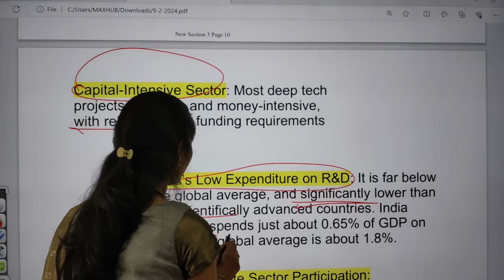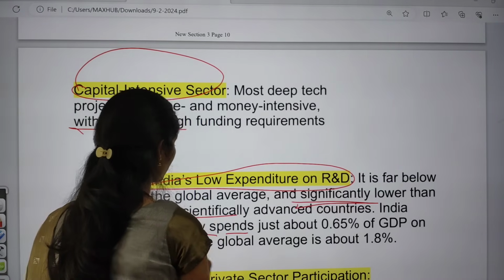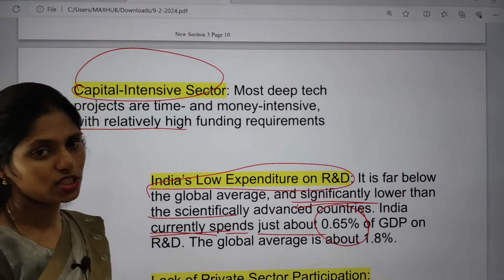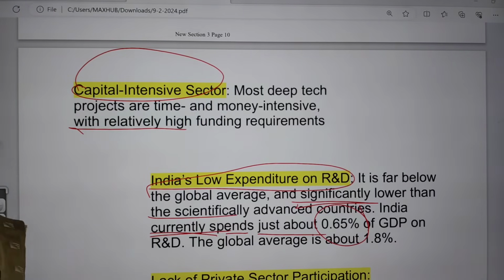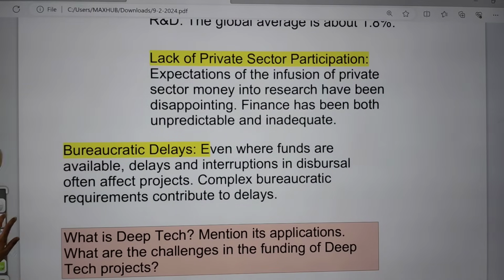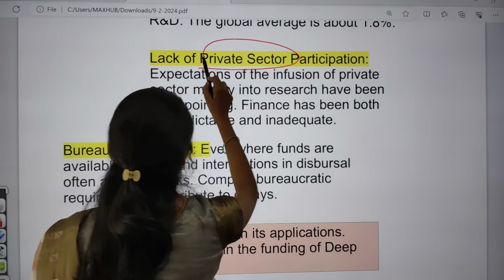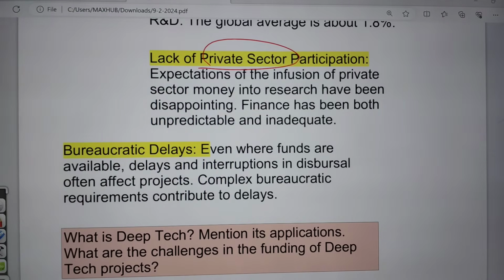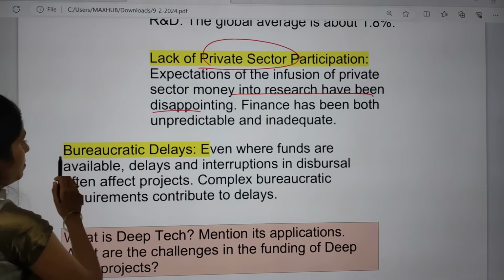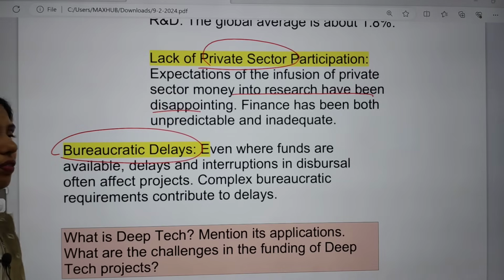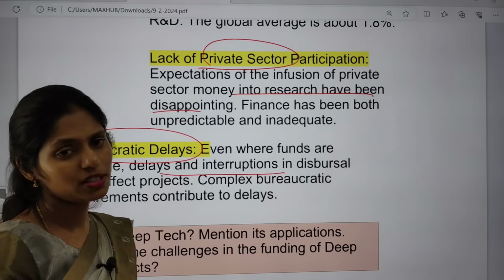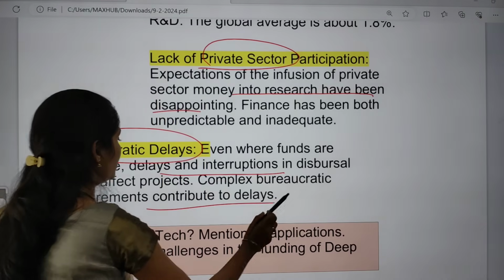India is currently spending about 0.65% of GDP. Now we are coming up with increasing the GDP spending on R&D, and the global average is 1.8%. And even some more issues, like there is lack of private sector participation. So expectations of the infusion of private sector money into research have been disappointing. And this one is bureaucratic delays. So even where the funds are available, delays and interruptions are occurring, and a complex bureaucratic system or requirements contribute to the delays.